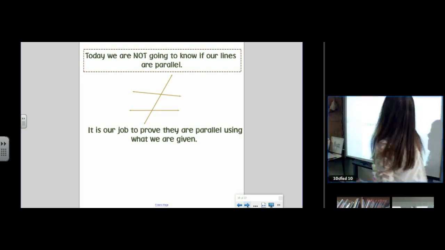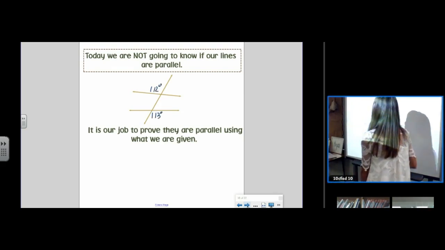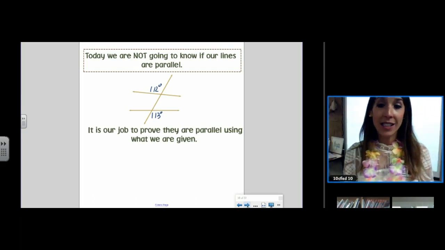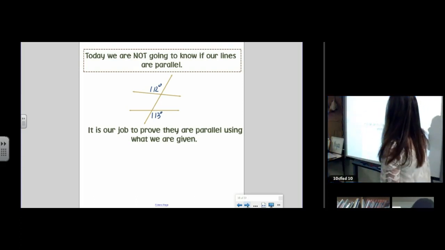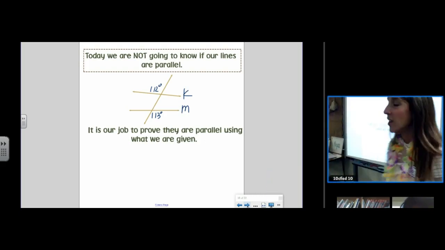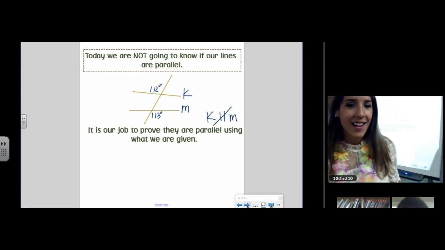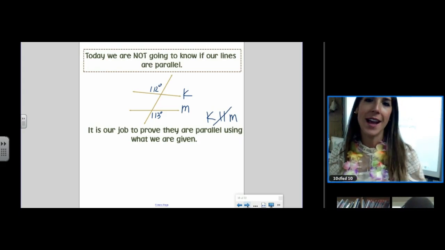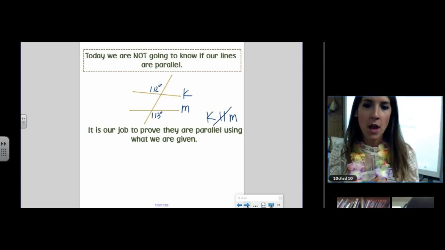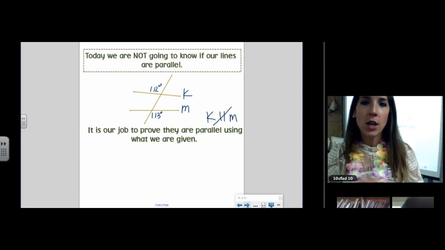For example, if I told you this angle was 112 and this angle was 113, what would you say? Are these lines parallel or not? You would say no. You would say K is not parallel to M because the alternate exterior angle theorem isn't working, because 112 is not equal to 113. So we're just flipping it today.